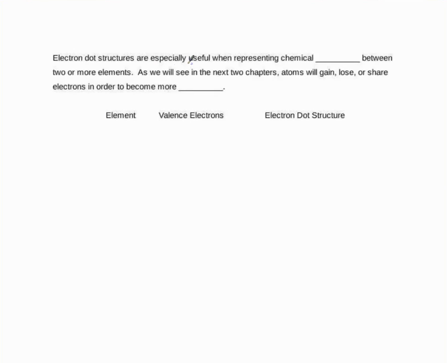So the electron dot structures are especially useful when we're talking about chemical bonds between atoms. As we see in the next few chapters, atoms will tend to gain electrons, lose electrons, or share electrons, all with the goal of becoming more stable. Things in the universe tend to find the most stable configuration possible.